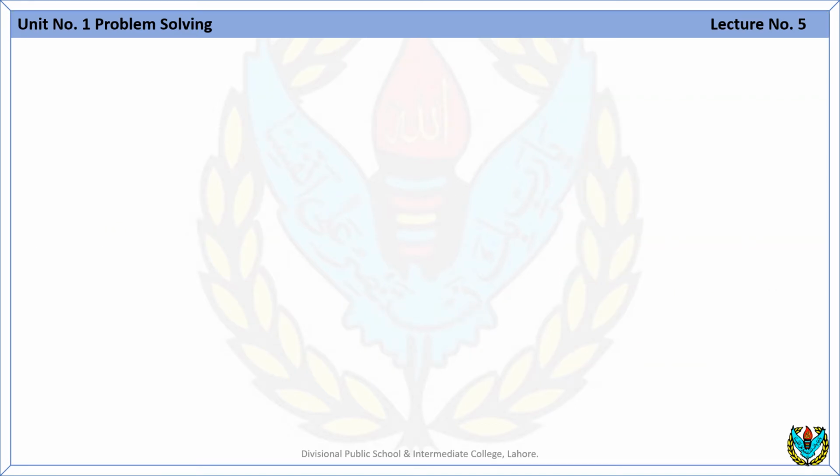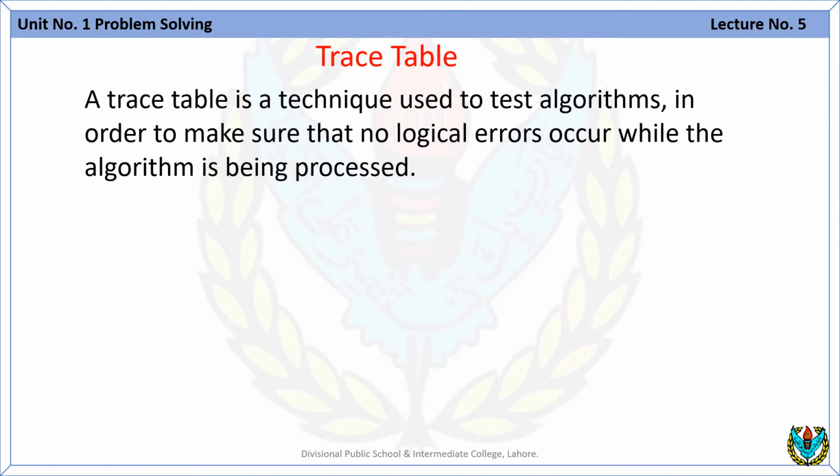If an algorithm fails during verification, then it is important to identify the root cause of failure and then to correct it. For this purpose, we have to use the trace table method. A trace table is a technique used to test algorithms in order to make sure that no logical error occurs while the algorithm is being processed.